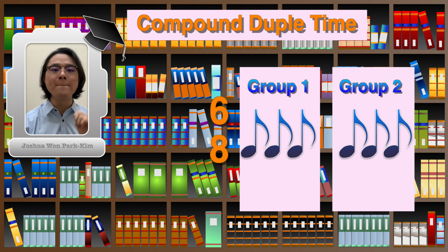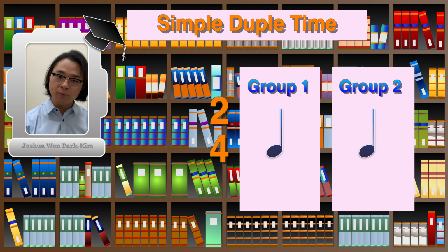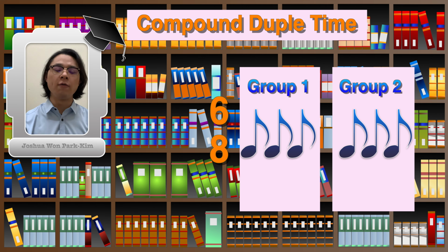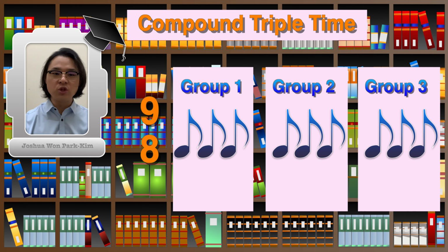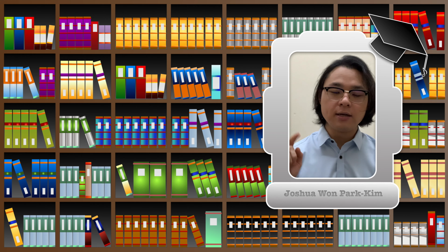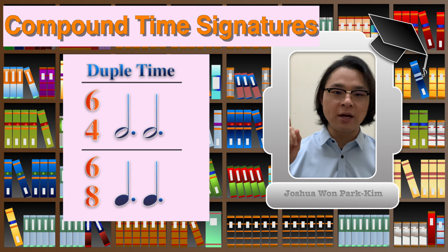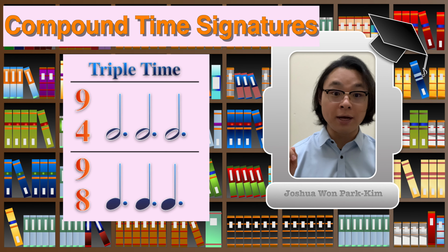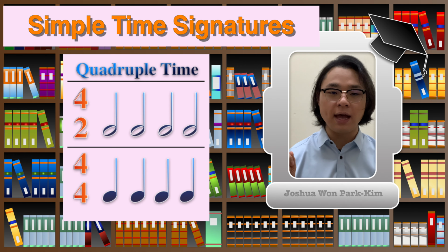That's why it's called compound duple time. Simple duple time, compound duple time. So, of course, it'll be the same scenario for 9/8: 1, 2, 3, 4, 5, 6, 7, 8, 9. That's why there's 3 groups. And for the 12/8: 1, 2, 3, 4, 5, 6, 7, 8, 9, 10, 11, 12. That's why there's 4 groups in 12/8. So there's simple duple time, compound duple time, simple triple time, compound triple time, simple quadruple time, and compound quadruple time. So this is general information about time signature.